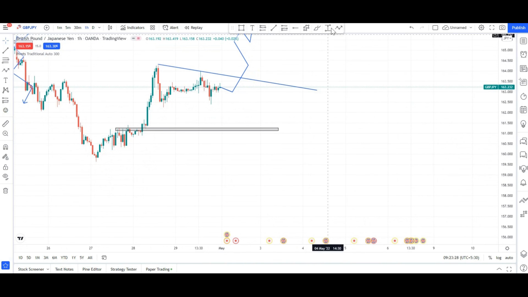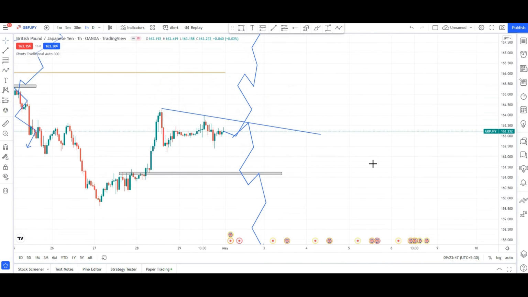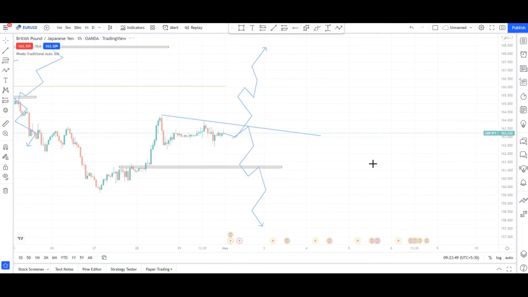In downside also we can discuss that if it takes resistance somewhere here, our first target will be here only, second target, our third target, fourth, and even fifth target, guys. These are the downside and upside momentum targets, guys.